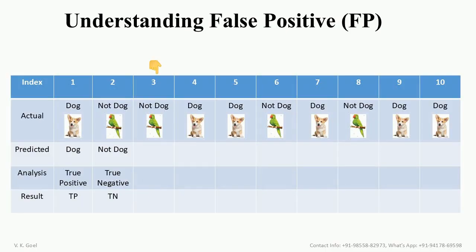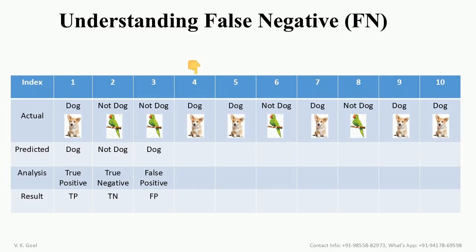Further, now let's try to understand false positive, that means FP. Consider case number 3 here. It's the parrot image, that means it's not dog in actual. Say it is predicted as dog. Because this is falsely predicted, and predicted as positive, it is called false positive, that is FP. False positive error is also called type 1 error. Type 1 error is just like saying there is a problem when there is actually not.